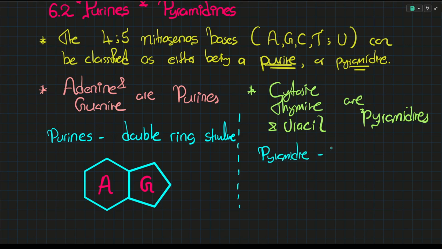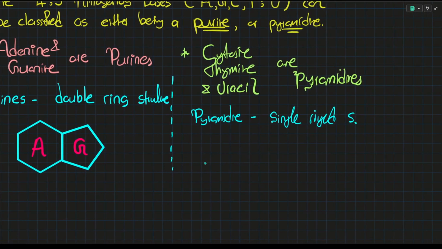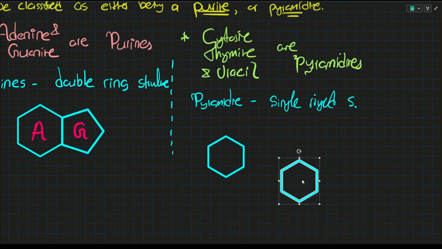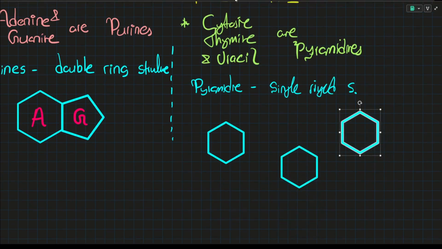And then when it comes to pyrimidines, they are only a single-ringed structure. That looks something like this. So let me draw a single ring like so. Cytosine, thymine, and uracil are single-ringed structures.